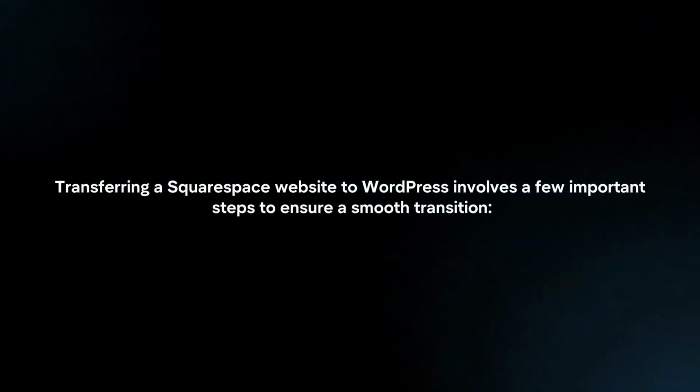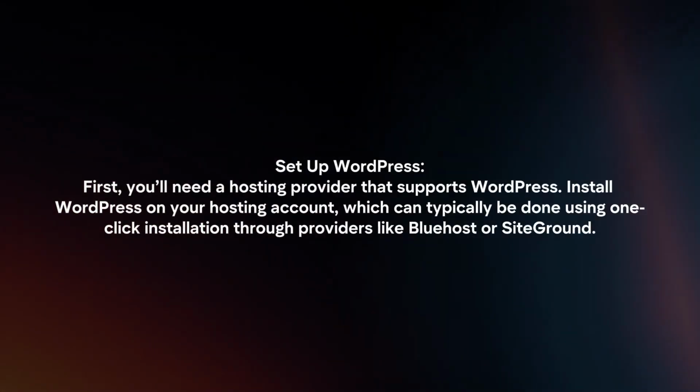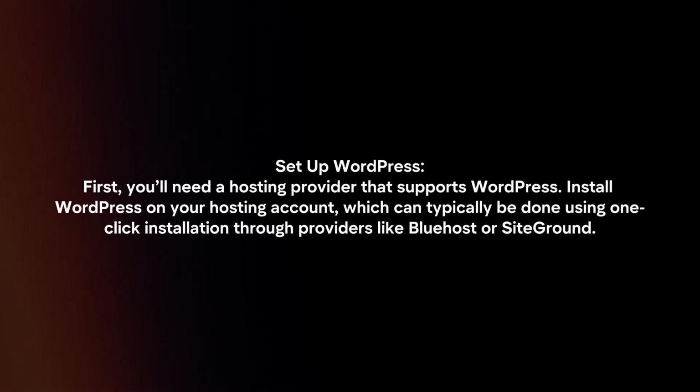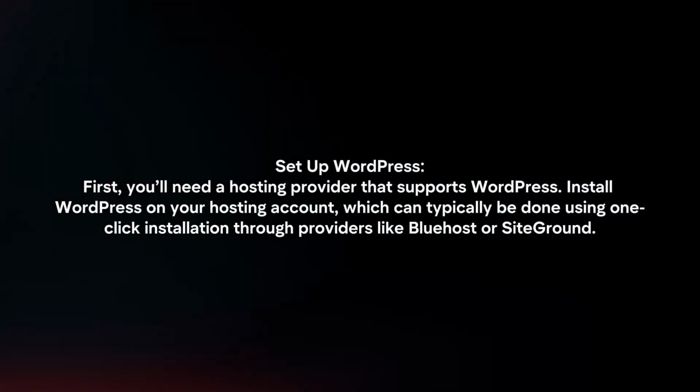Transferring a Squarespace website to WordPress involves a few important steps to ensure a smooth transition. Set up WordPress. First, you will need a hosting provider that supports WordPress. Install WordPress on your hosting account, which can typically be done using one-click installation through providers like Bluehost or SiteGround.